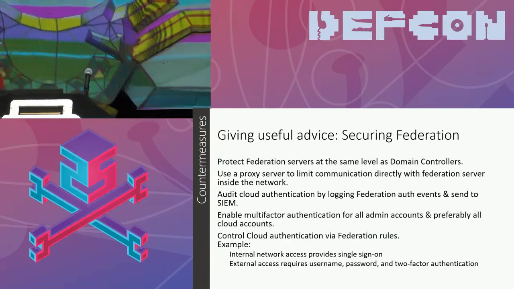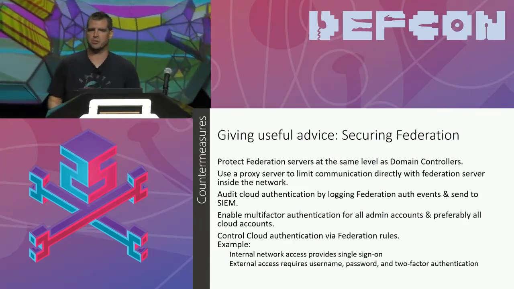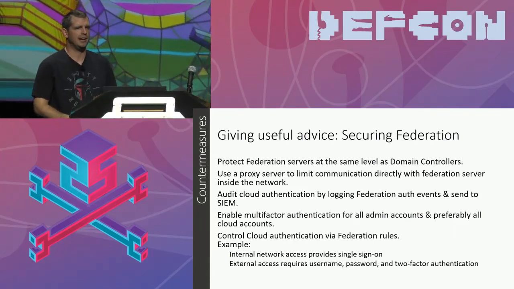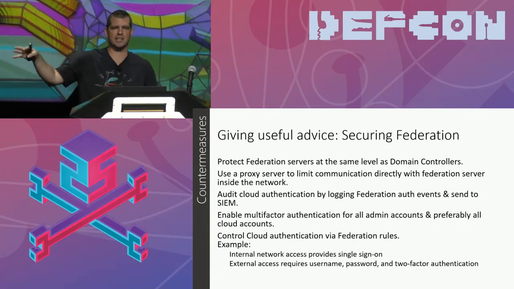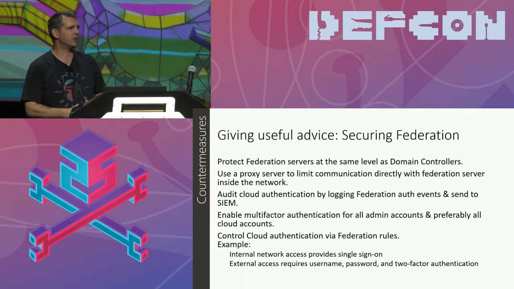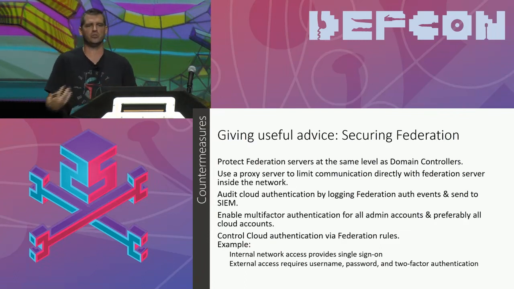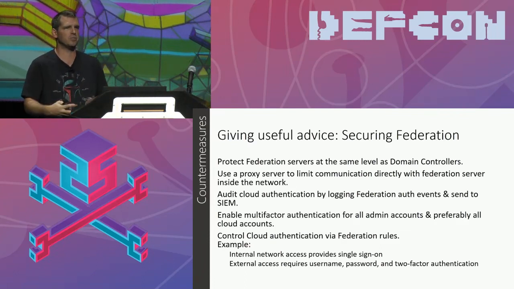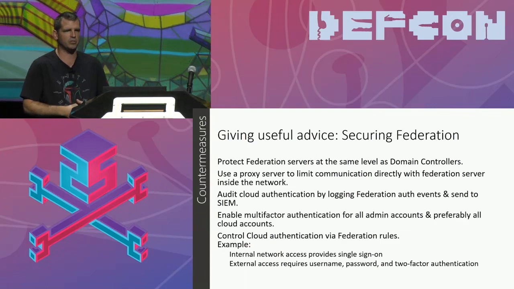So when it comes to federation, there's a few things that are important to do. We want to make sure that federation servers are protected at the same level as domain controllers. That proxy server is important to prevent that communication from coming in from the outside. Auditing that cloud authentication, getting that logging to make sure that this info security team actually knows what sort of authentication is occurring. And so if there's something that looks weird, they know what that is. So I'm going to cover some more recommendations, and then Gerald's going to do a demo so that we can see kind of what all this looks like put together.